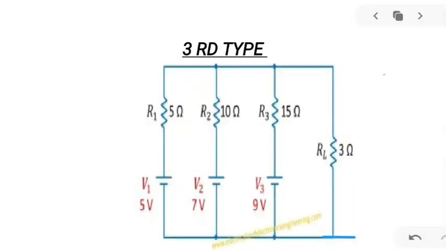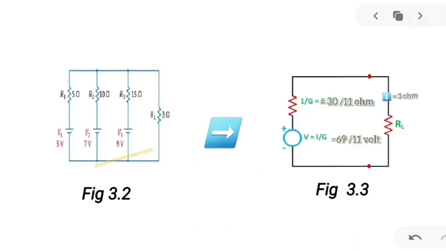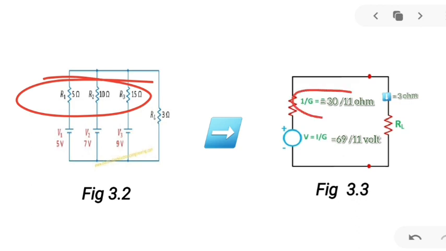In the third type, he'll give a figure like this one and ask the current which is passing through the resistor RL. For this type of sums, the first step that we should do is converting this diagram into this diagram. That means the first step, as we discussed, find the R equivalent and substitute here.